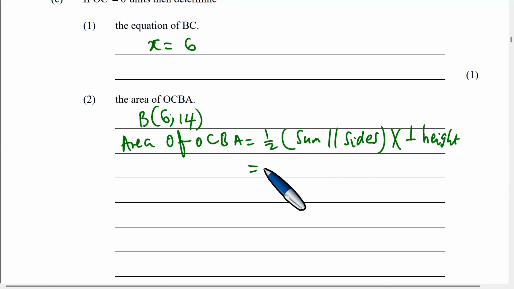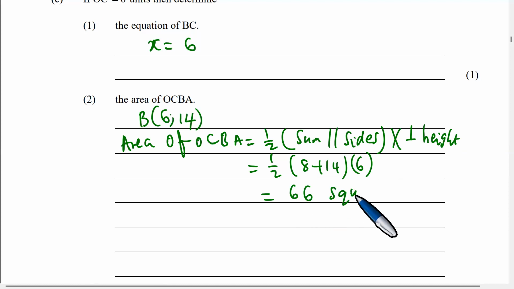So what is this, folks? What are the parallel sides? I've already said they are 8 plus 14. And then the perpendicular height is only 6 units, the length of OC. If you use a calculator, this becomes 66 square units. If you don't want to say 66 square units, you say 66 units squared. That is what we get. Next question.